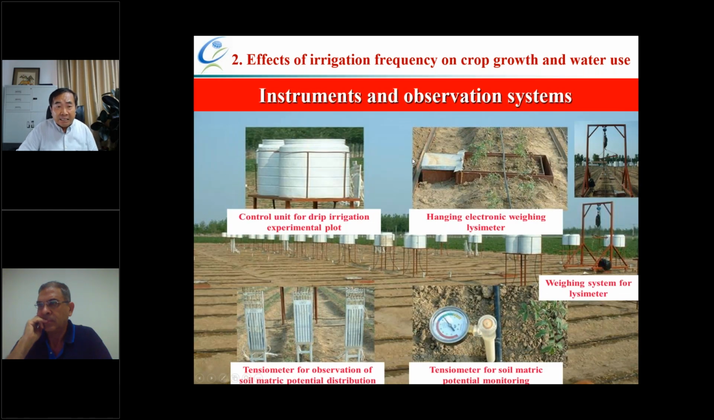So the instruments and observation system are as shown in these pictures. This is a control unit for the drip irrigation experiment plot. And we developed a high-gain electronic weighing lysimeter with high accuracy to obtain the evapotranspiration. We also set the tensiometer for observation of the soil matric potential distribution. And we also set the tensiometer for soil matric potential monitoring.